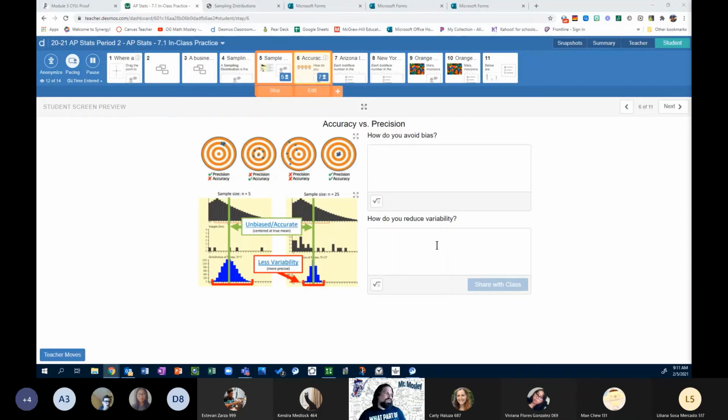And then on reducing variability, this just ties into what we discussed when looking at our simulation and in the lesson yesterday. To reduce variability, we increase the sample size. Right? Larger sample sizes reduce variability. And those are just one way for both of these here. Okay. Is there anything I can clarify about this question?